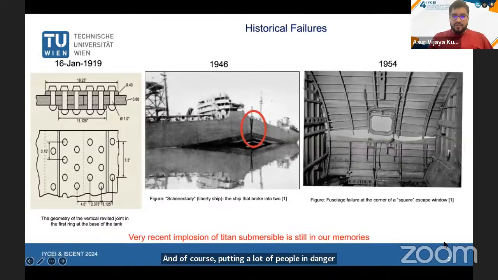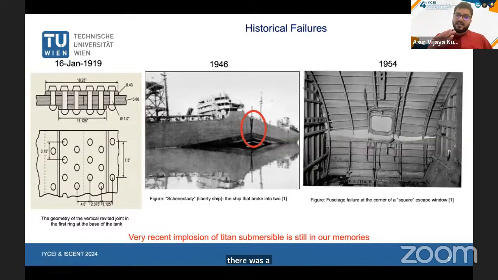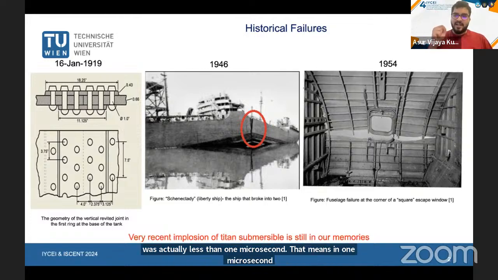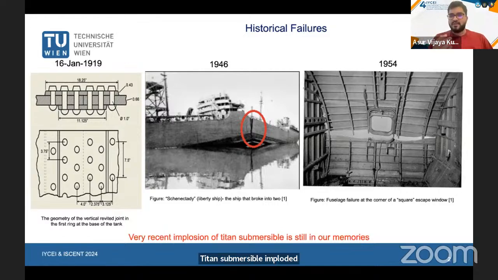So I don't know if you remember this. 1 year ago, almost exactly, in August, there was a Titan submersible which went inside the ocean to see the Titanic, which had sunk a long time ago, and then it imploded. The reaction time of the implosion was actually less than 1 microsecond. That means in one microsecond, the Titan submersible imploded, and because of this, whoever was inside lost their lives. I think we know this very tragic story.